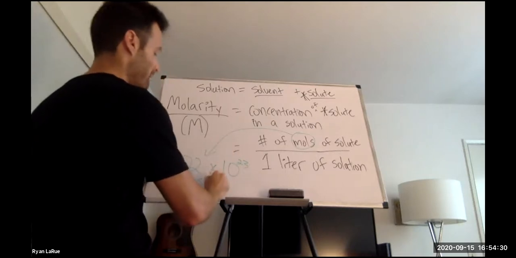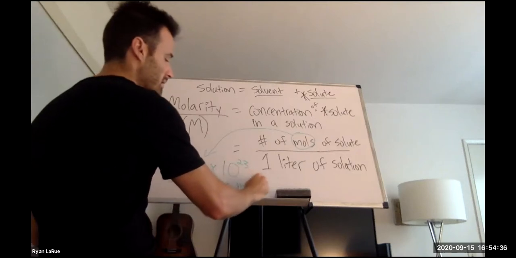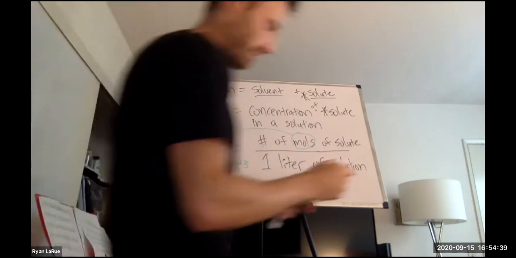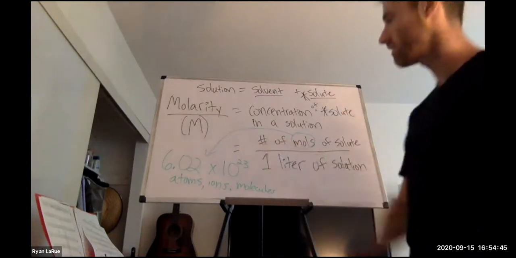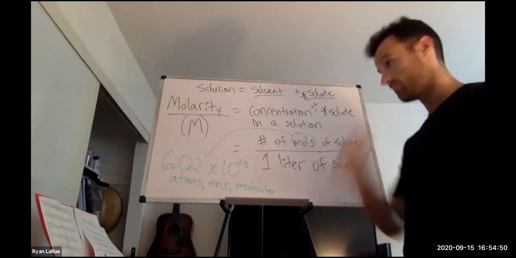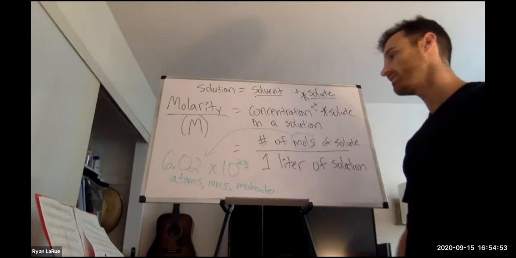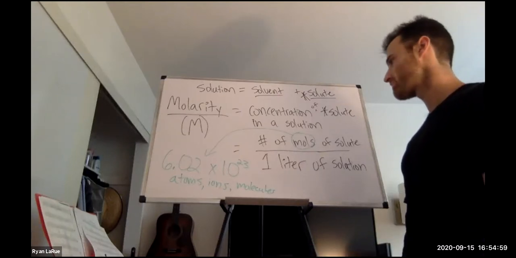ions, which we're going to be talking about today. Could be molecules, that kind of thing. That's a lot. 6.02 times 10 to the 23rd, that's like 6 trillion or something crazy. Even more. Billion has what, 9 zeros? So, a lot. One liter of the solution.